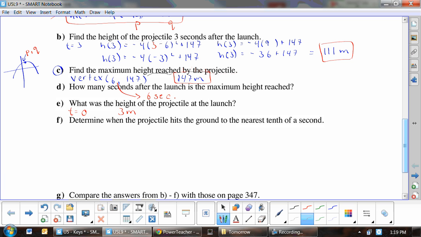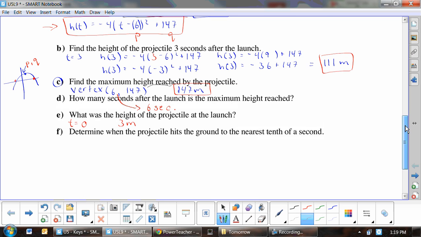Okay? And then for the second last question, determine when the projectile hits the ground to the nearest tenth of a second. So we know that this is our x-intercept, right? And even though there's two x-intercepts, are we dealing with both of them? No, because we'll find out in a second that one of them is negative. And so we don't deal with negative time, so we don't care.